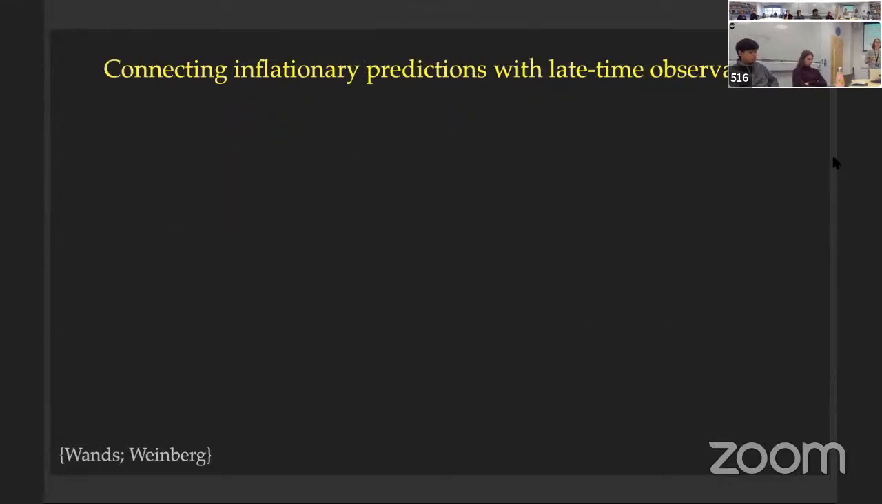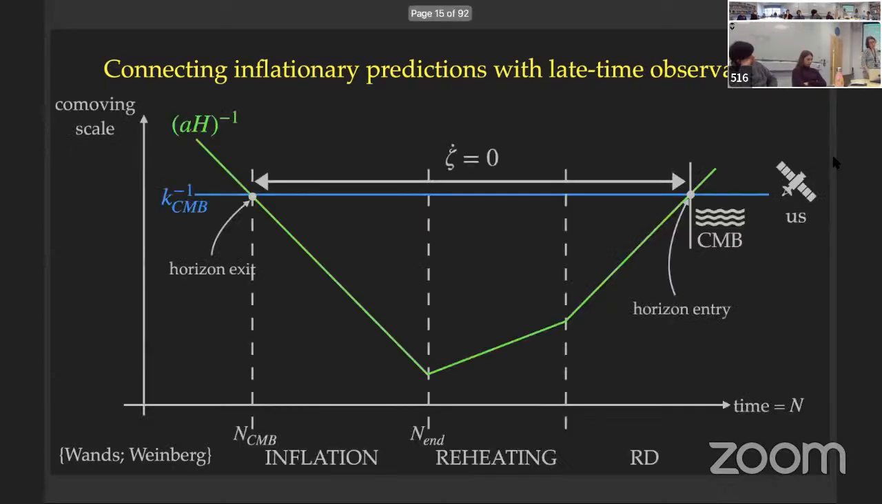So now you have your predictions from inflation, but in order to constrain inflation, we need to connect these predictions with late time observables. And I think that doing that is quite useful by looking at a scheme of scales like this one. So what I'm representing are comoving scales against time. And for time, I'm using this variable N.